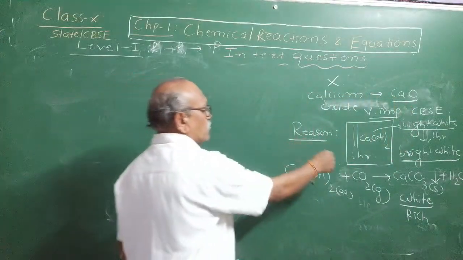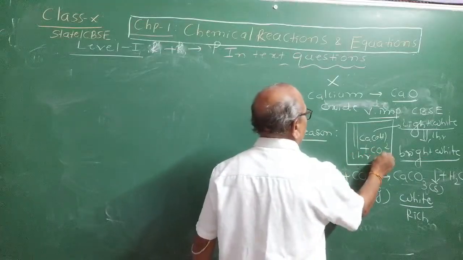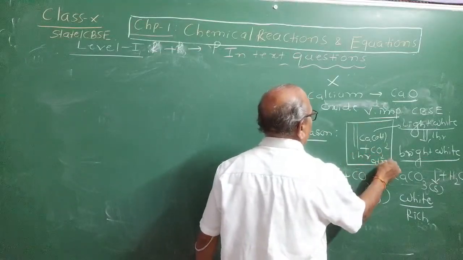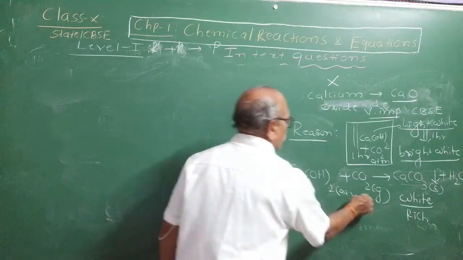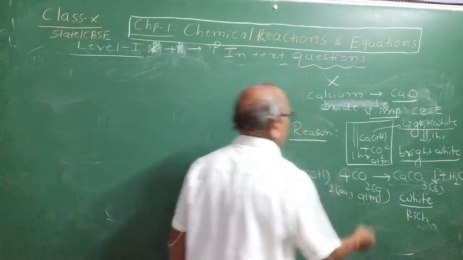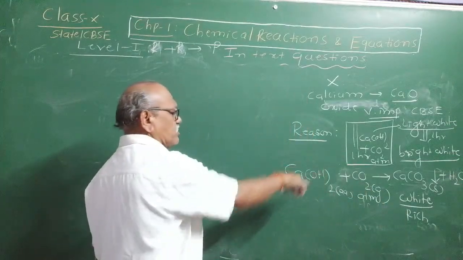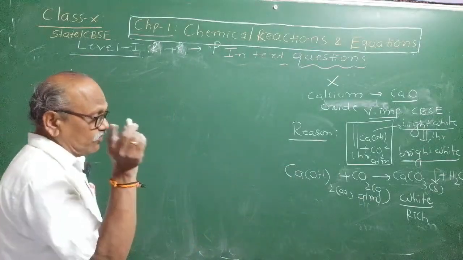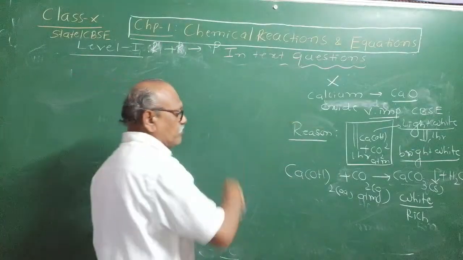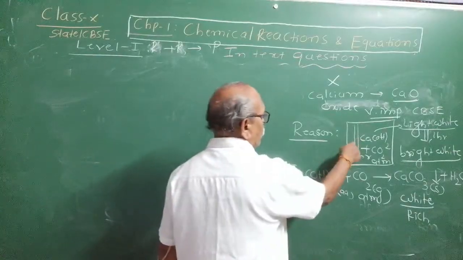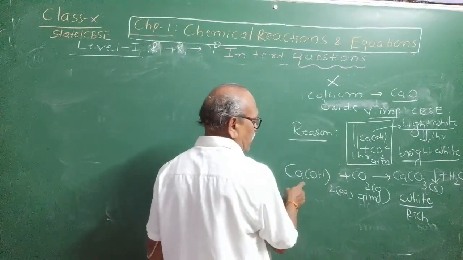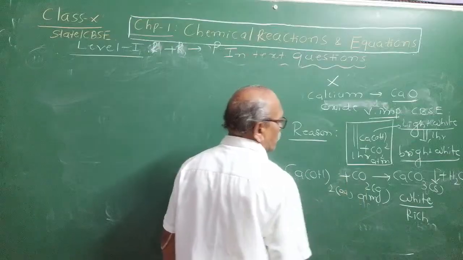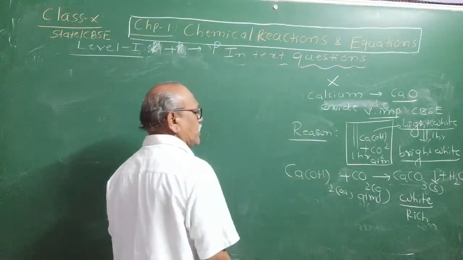Very important: carbon dioxide present in the atmosphere is absorbed, like plants do. During photosynthesis, plants absorb carbon dioxide. Similarly, after whitewashing, calcium hydroxide reacts with atmospheric carbon dioxide, forming calcium carbonate and H2O.